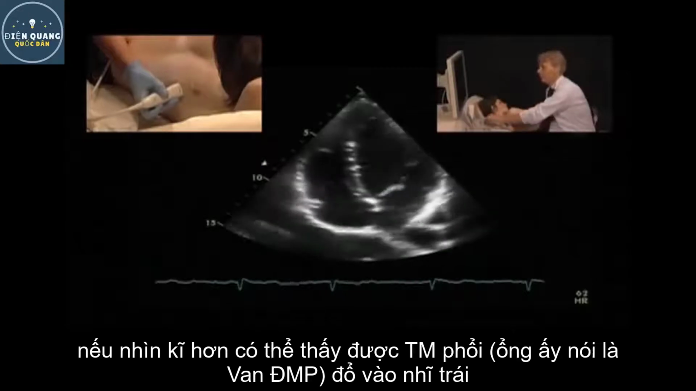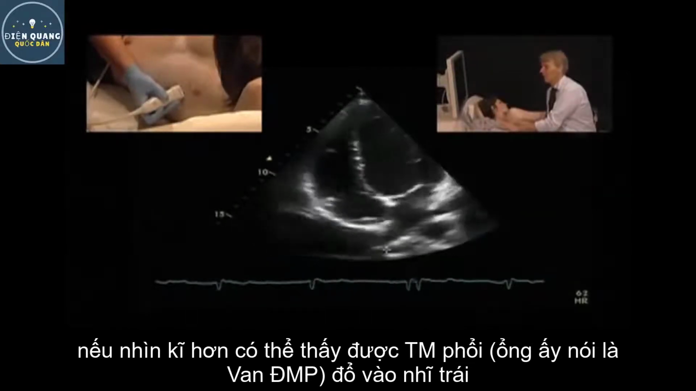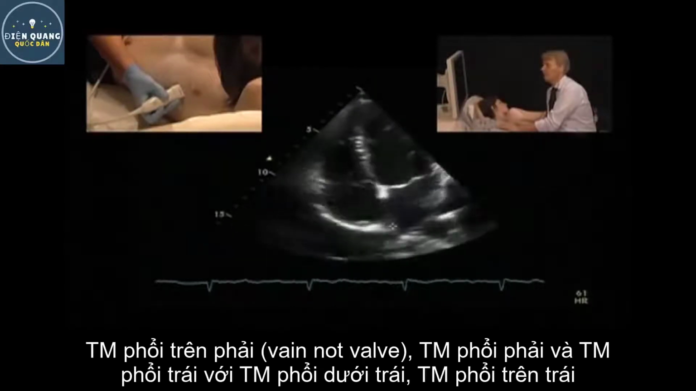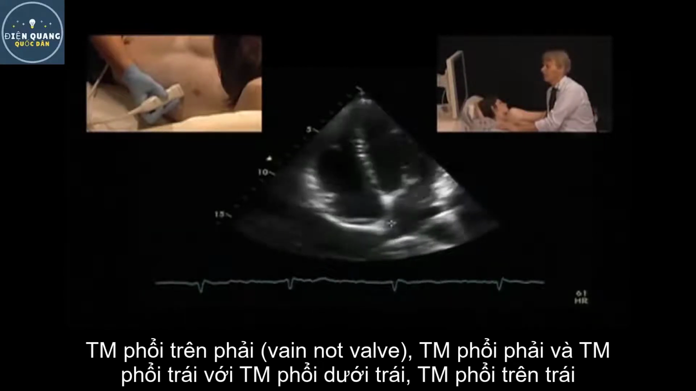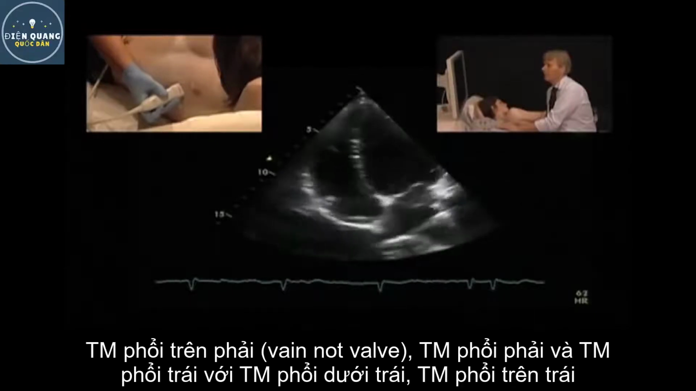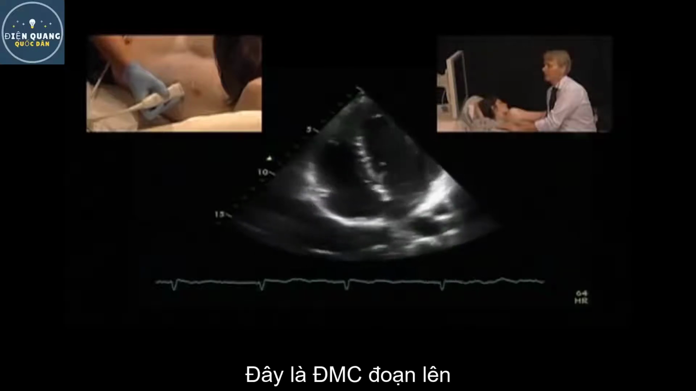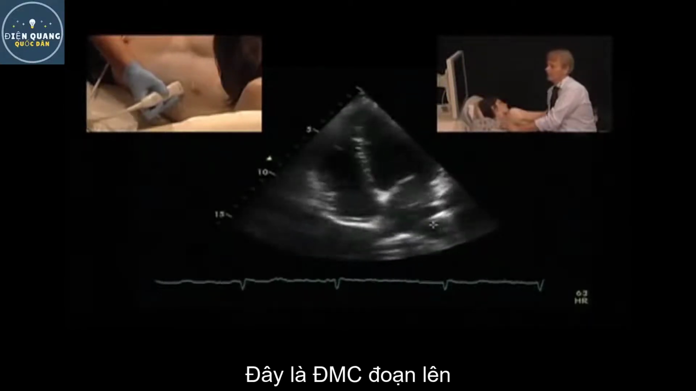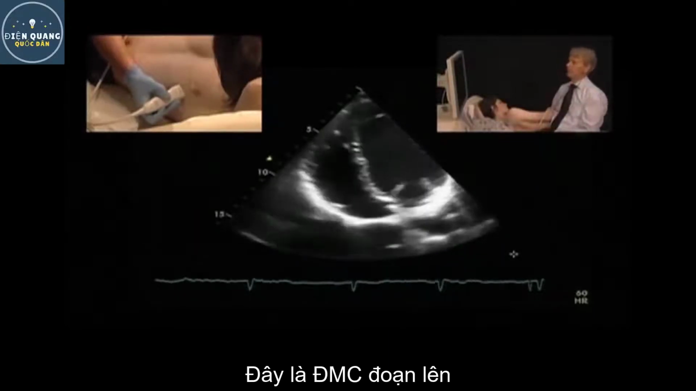If we want to go into more detail, we can even see the pulmonic veins as they enter the left atrium. This is the right upper pulmonic vein, not valve, of course. The right pulmonic vein. Those are the left pulmonic veins, the lower and the upper. And here you would see the descending aorta, the orthogonally visualized descending aorta.